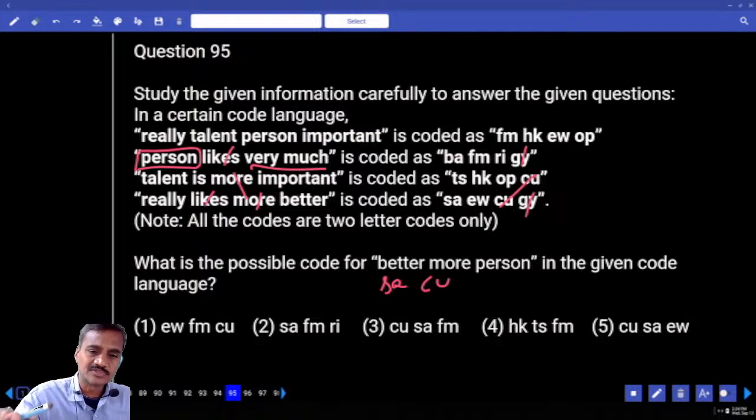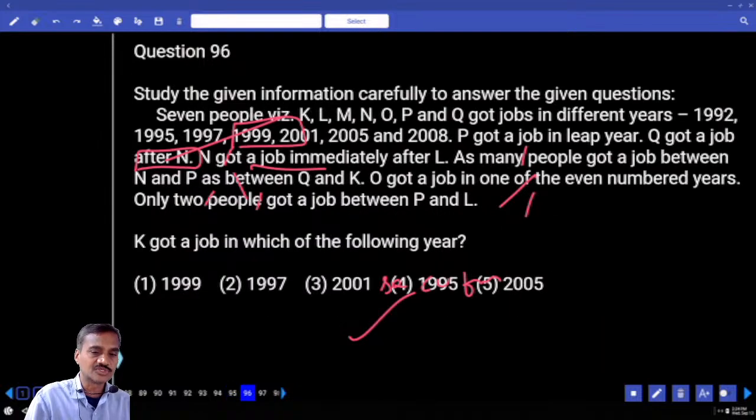Now between these two, now first one. Now talent person. Achha, person is here. Now person is here. And what is the code for this person? Between these two, one is common. And what is that common? FM. FM, that is choice 3, question number 95. Then the next one, 96 to 100.